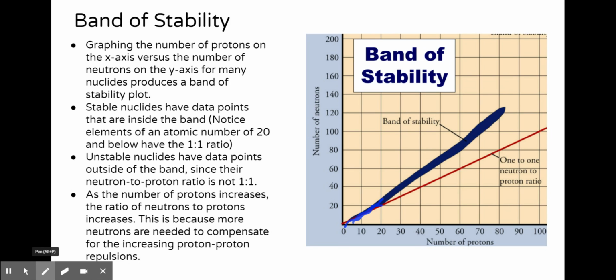As you get above 20, it starts to deviate from that 1-to-1 ratio, and that's because as the number of protons increases, the ratio of neutrons to protons has to increase, because more neutrons are needed to compensate for the increasing proton-to-proton repulsion. So as I go above 20, I need more neutrons, sometimes 2 and 3 times as many, to compensate and help that strong nuclear force hold the nucleus together.